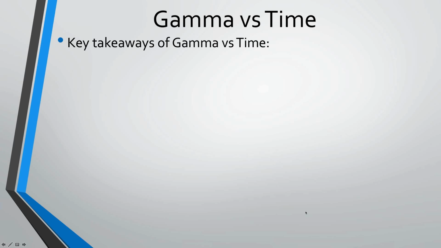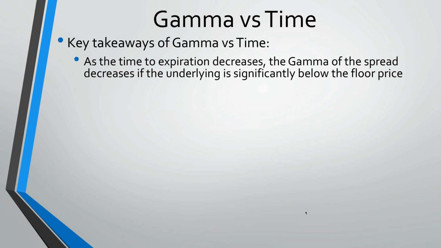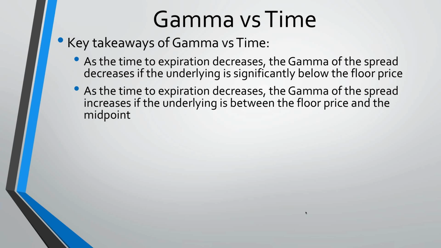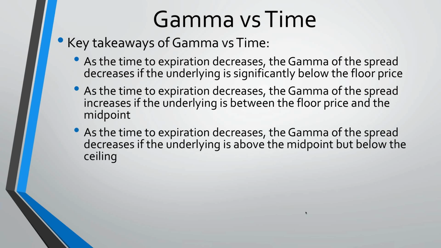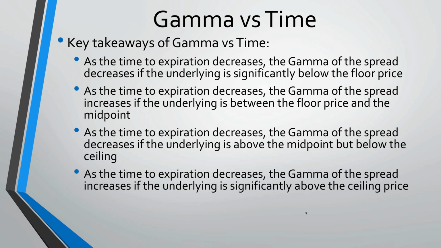So key takeaways of gamma versus time. As the time to expiration decreases, the gamma of the spread decreases if the underlying is significantly below the floor price. As the time to expiration decreases, the gamma of the spread increases if the underlying is between the floor price and the midpoint. As time to expiration decreases, the gamma of the spread decreases if the underlying is above the midpoint but below the ceiling. And as time to expiration decreases, the gamma of the spread increases if the underlying is significantly above the ceiling price. Again, point of completeness.